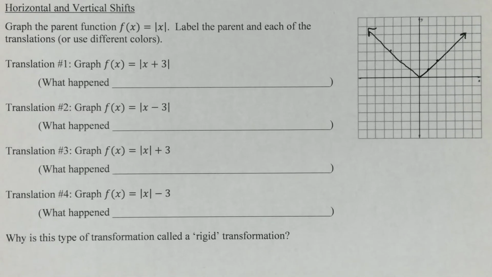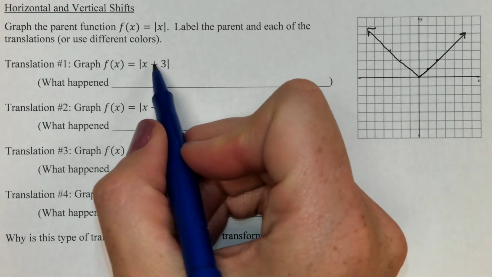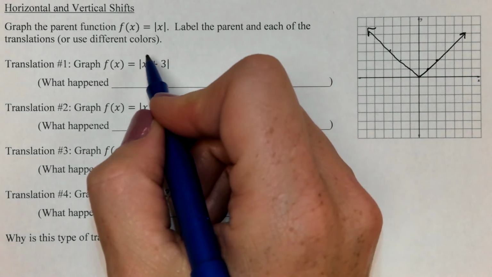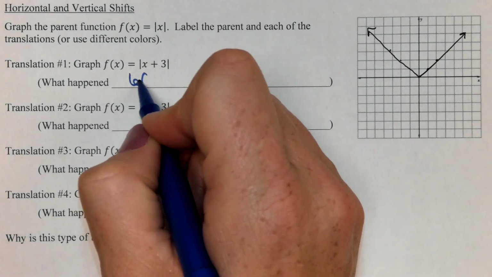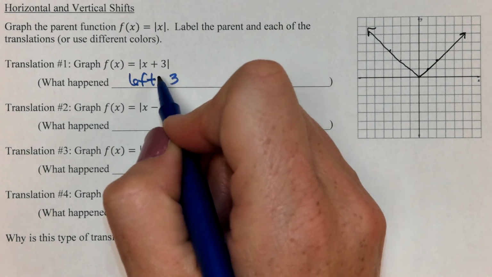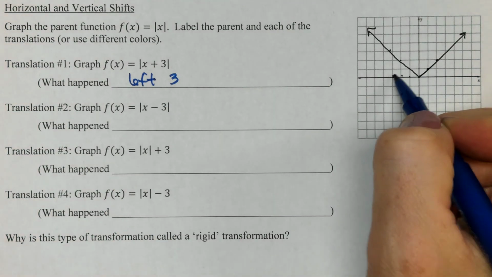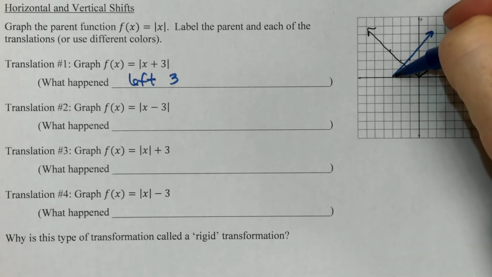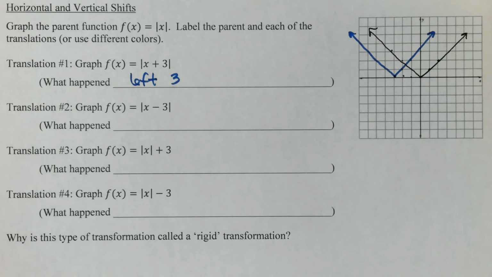So the first one says, can you graph just x plus 3? So when the value that you're using is inside with the x, you affect the x. And this one does the opposite of what you think. So this is actually a left 3 move. So 1, 2, 3. And your whole graph would stay the same in terms of it's not changing shape. It just changed the location.